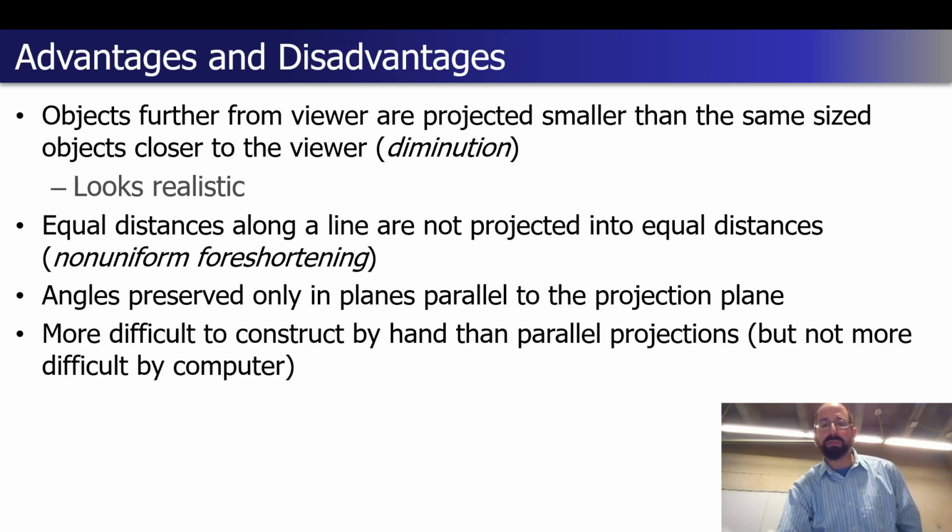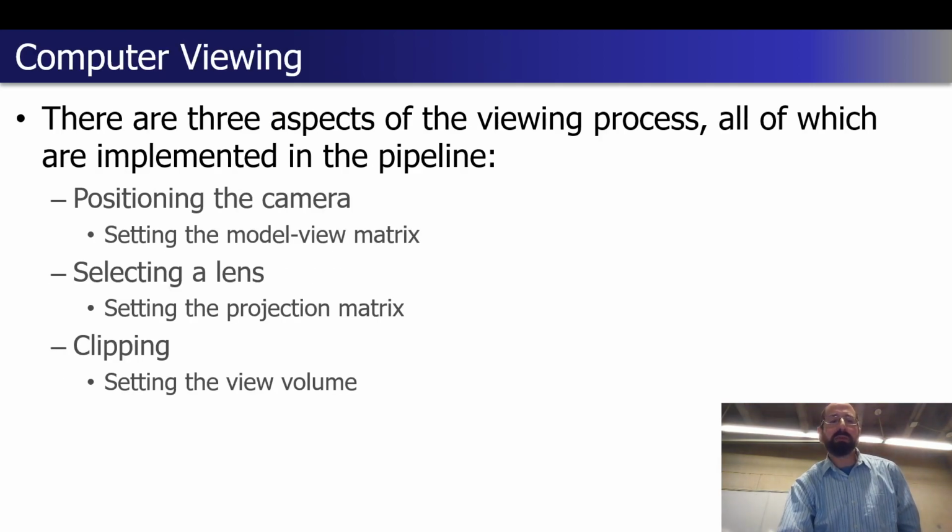I think we got it. Diminution, making it smaller as things go further away, does appear to make things look more realistic than if we don't have that. So we have the 3 aspects of the classical viewing process, all of which are effectively being implemented in our graphics rendering pipeline.